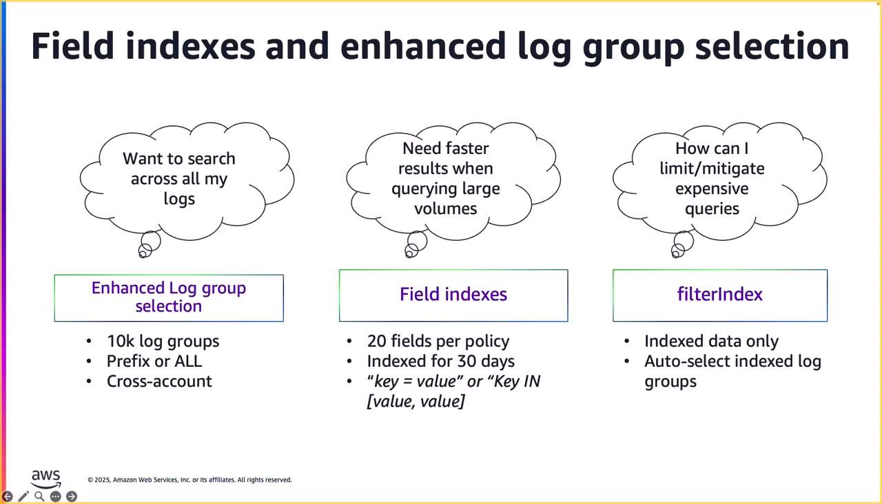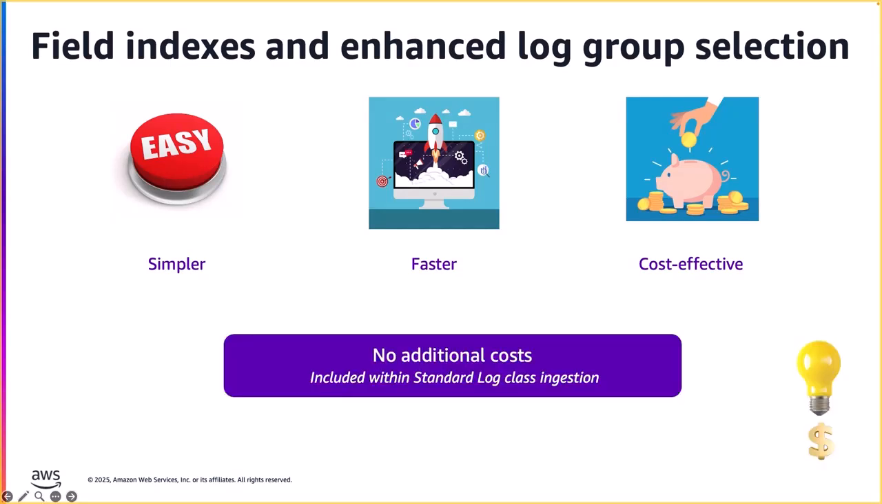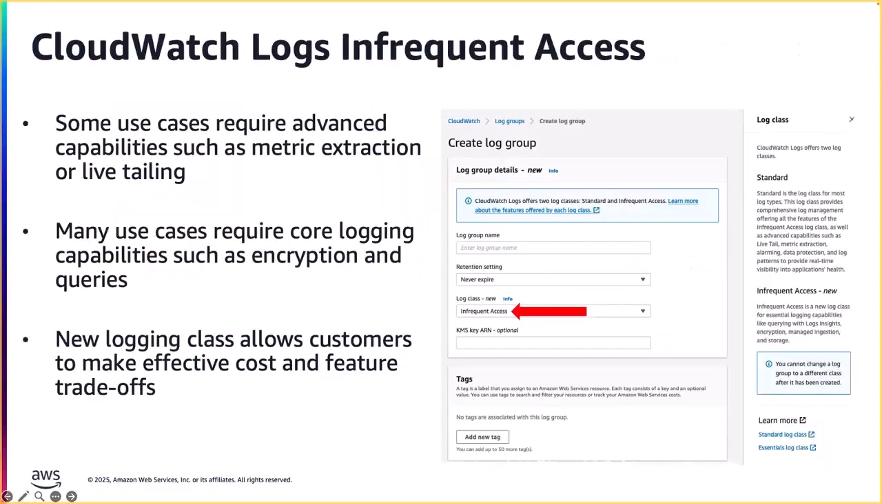We have also introduced a filter index command, which you can use to query on index data only. It auto selects index log groups. So with field index enhanced log group selection, it's much simpler, faster, and cost effective, and it's available at no additional cost. It's already included in your standard log class selection.